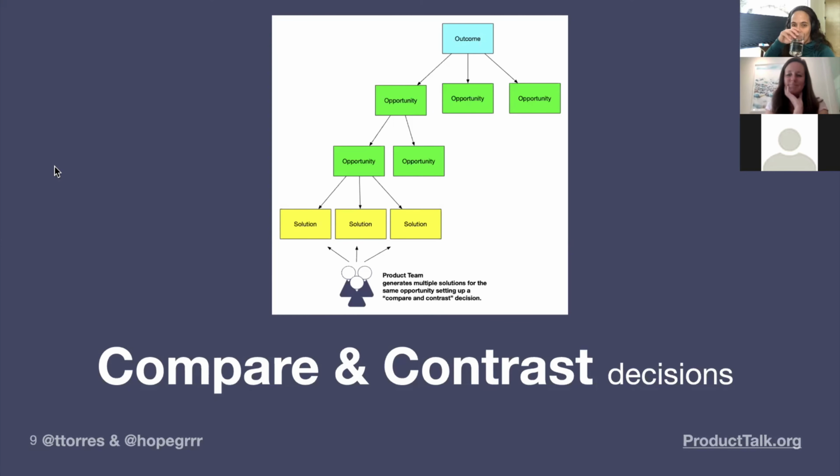So this question is about the opportunity solution tree, and basically they're wondering if you track all your decisions in one mega tree. When talking with customers, you might get dozens of opportunities per interview, so keeping them organized in a tree seems like it would be difficult. You want to tackle that one, Hope?